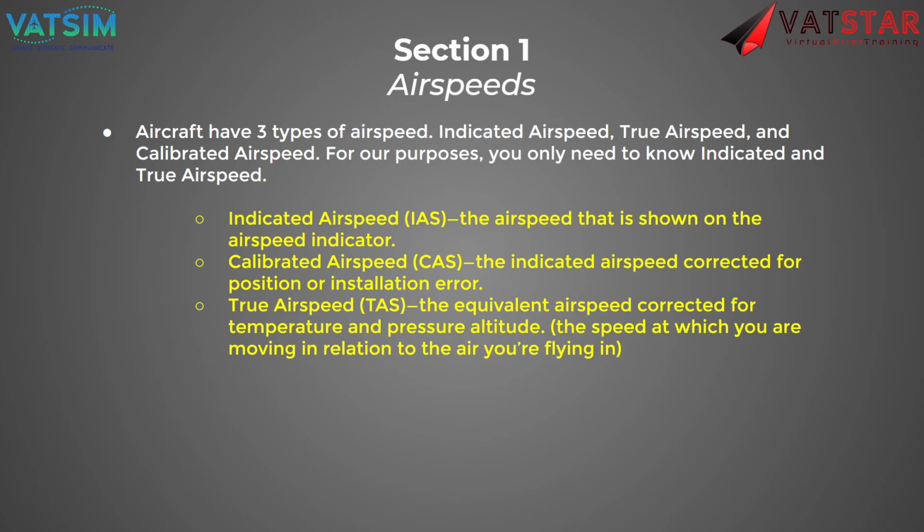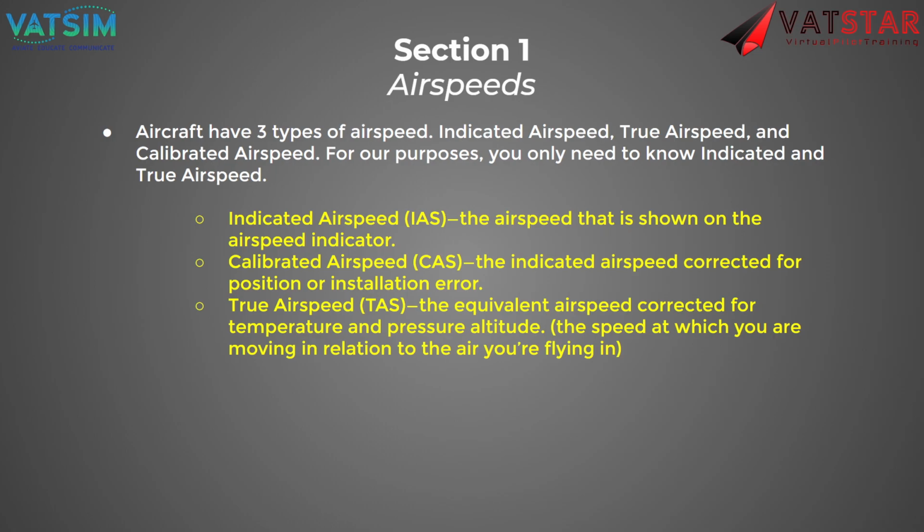I have a question. Sure. What's the difference between true airspeed and ground speed? Okay, so ground speed is simply the speed you're moving over the ground. What you have to remember is the air that you're flying in is moving, right? We call that wind. So the air might be moving at 10 knots.